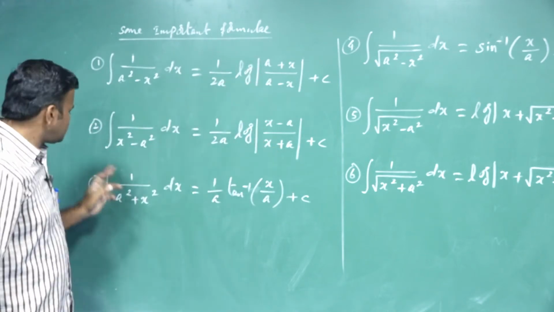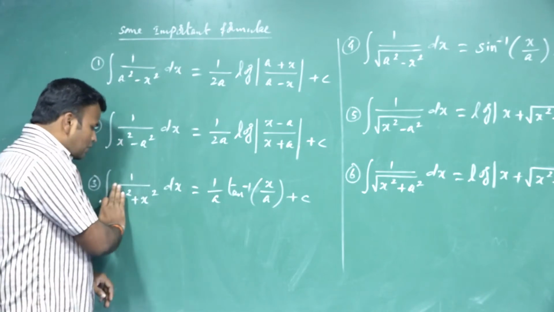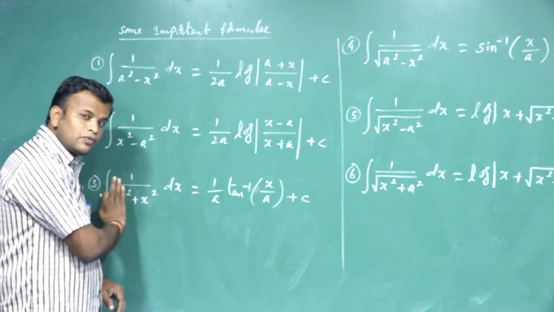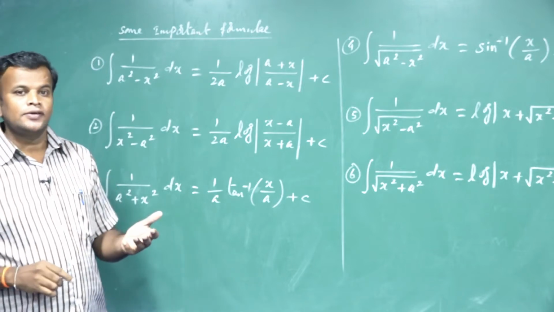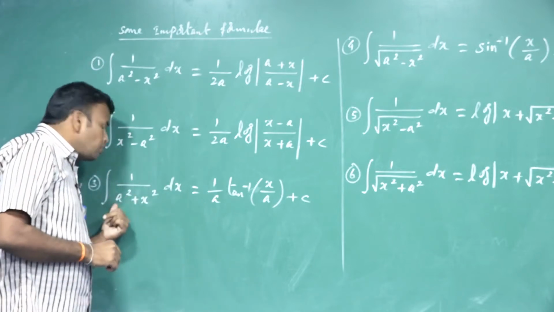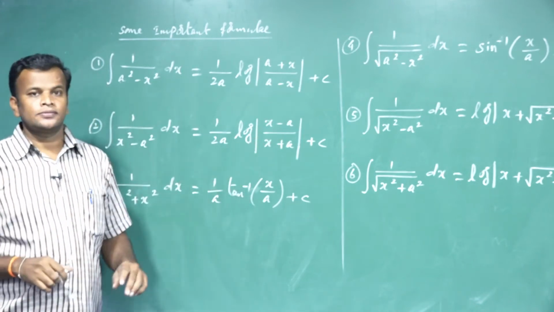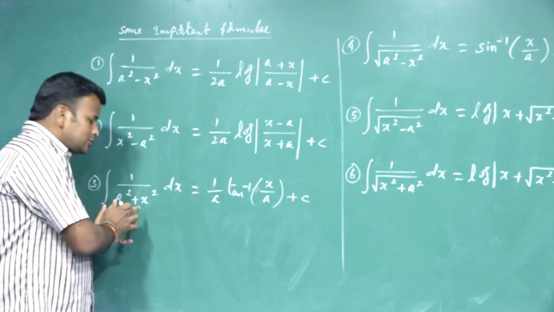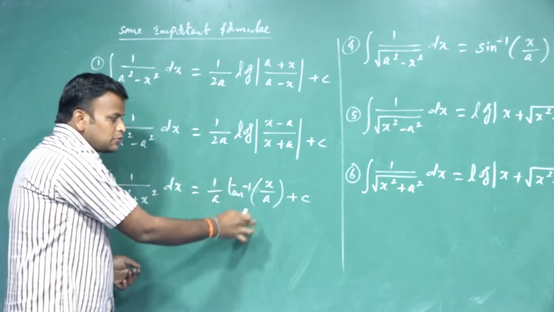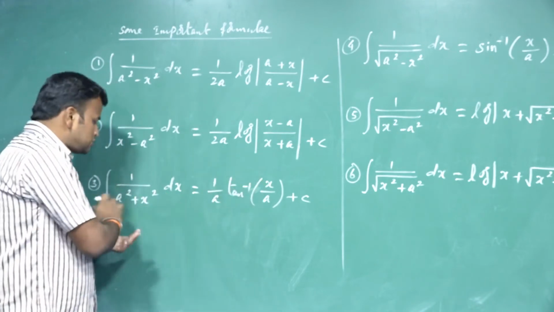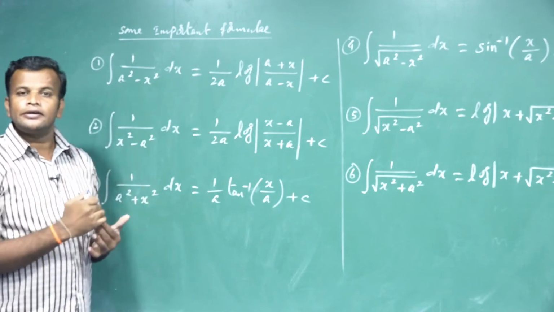Okay, the third one. Integrating of 1 divided by a square plus x square. Suppose it's not a square, just 1. We have already seen the formula. Integrating of 1 by 1 plus x square is nothing but tan inverse of x. Instead of 1, if any other constant lies, then the formula is 1 by a tan inverse of x by a. Actually it is a basic formula. Suppose instead of a square it is just 1, then tan inverse of x by 1 is also x. So 1 by a square plus x square formula is 1 by a tan inverse of x by a.